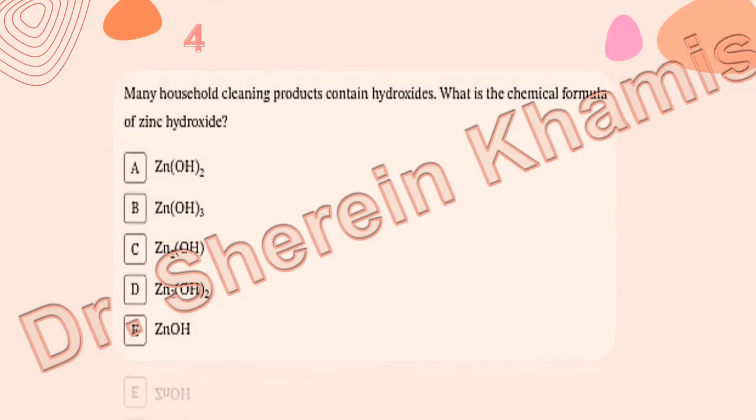Question 4 says that many household cleaning products contain hydroxides, meaning we use them at home for cleaning. What is the chemical formula of zinc hydroxide? We said we exchange valences. First we must know the valency of the elements we have. In zinc hydroxide, zinc is divalent, and hydroxide is monovalent as a radical or atomic group, which we write below.